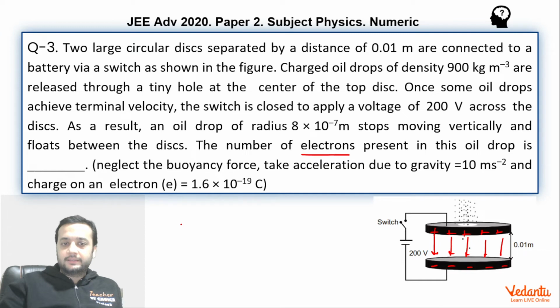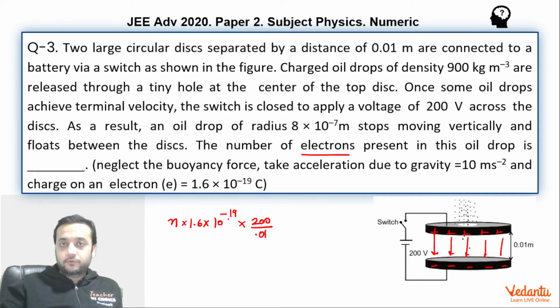Let's assume that the number of electrons on the drop is n, which is what we have to find. The magnitude of the charge on an electron is 1.6 × 10^-19, which is anyway given in the question. So this is the total charge, n times e. The electric field between the plates is simply the potential difference across the plates, which is 200, divided by the distance between the plates, which is 0.01.